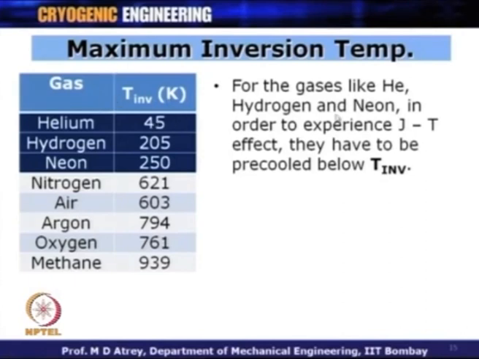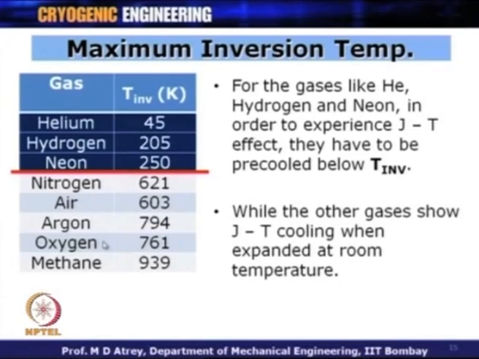However, the other gases, if they are subjected to isenthalpic expansion at room temperature only, will result in cooling in this case, because their inversion temperature lies above room temperature. And this is very important. For cryogenic temperatures for these gases, we have to pre-cool them first below their inversion temperature and then get the cooling effect. Now, we talked about isenthalpic expansion.